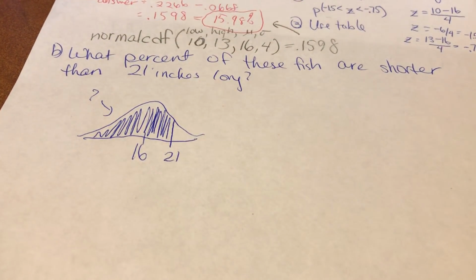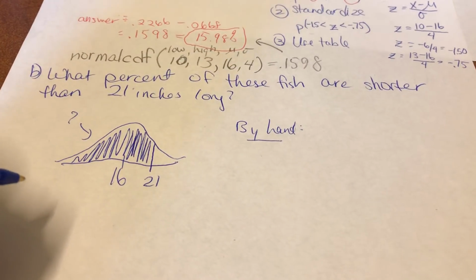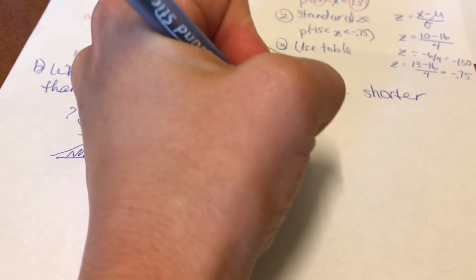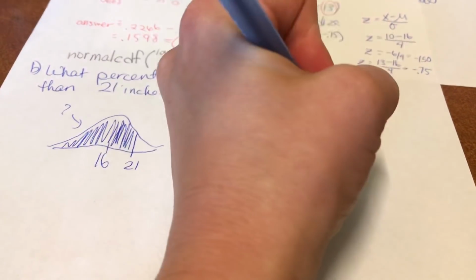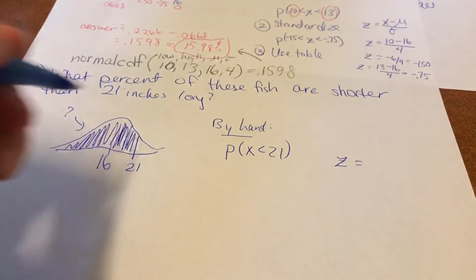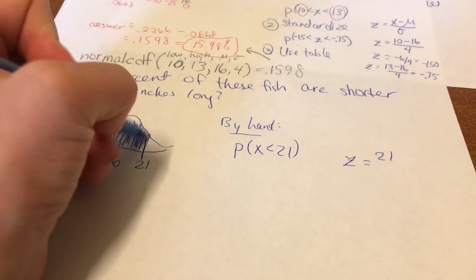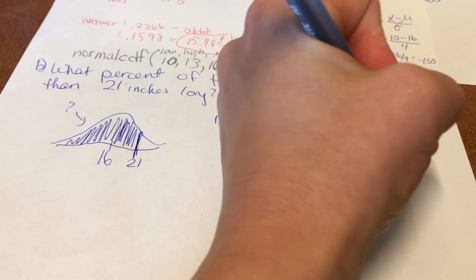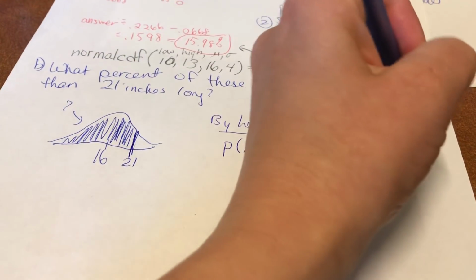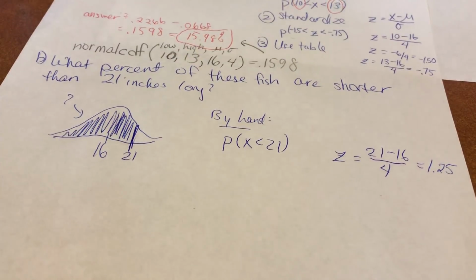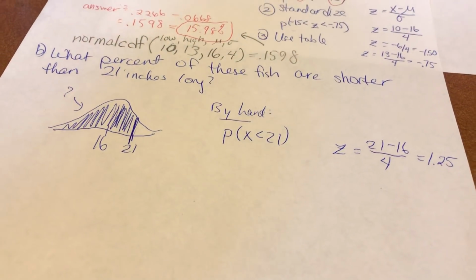So by hand, I could again write out what I want. I want the percent of x's that are less than 21, but that's optional. What really matters is that I standardize. I take the number I care about, that 21 cutoff, I subtract the mean, I divide by the standard deviation. 21 minus 16 is 5, divided by 4 is 1.25. Again, we don't have to round because our standard deviation was very beautiful.